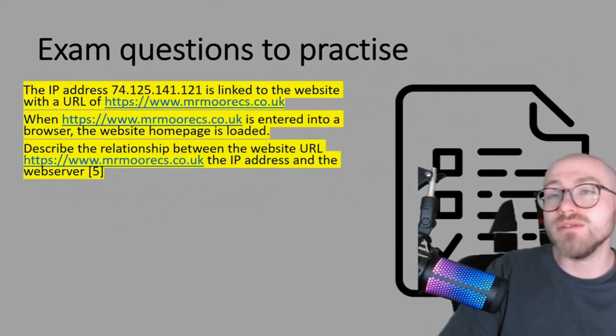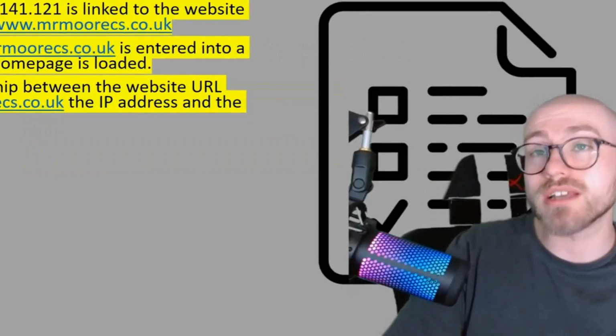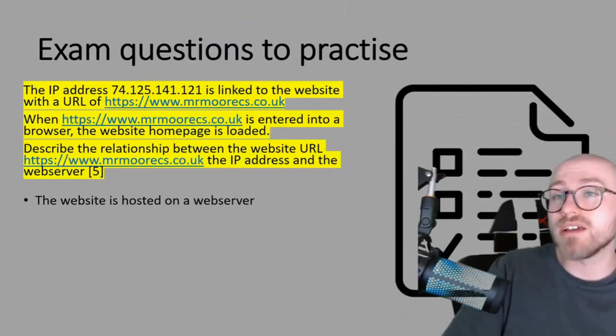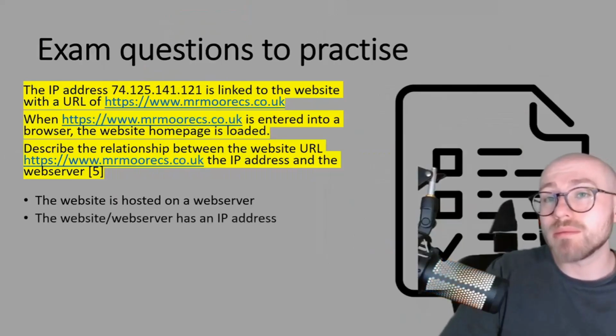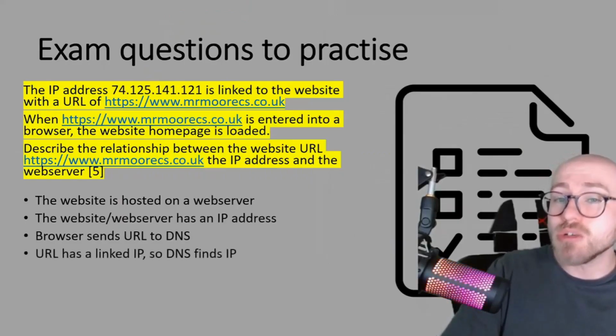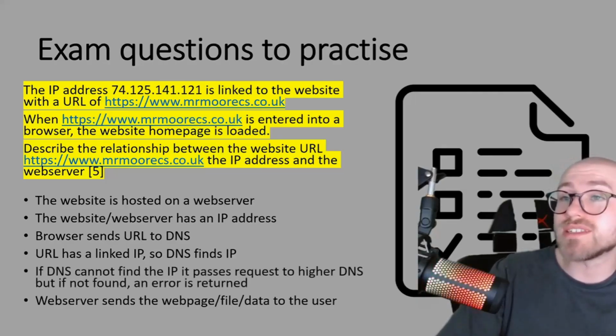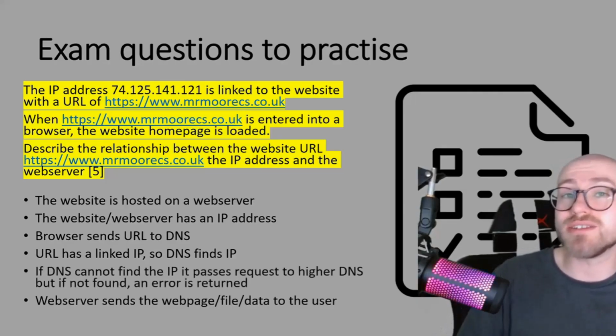So if a user was going to visit mrmorecs.co.uk, they would type in the URL, but your answer could look like this. So the website hosted on a web server. The website/web server has an IP address. The browser sends the URL to DNS. The URL has a linked IP, so DNS finds the IP. If DNS can't find the IP, it passes it to a higher DNS, but if not found, an error is returned. And finally, the web server sends the web page and all that data to the user.